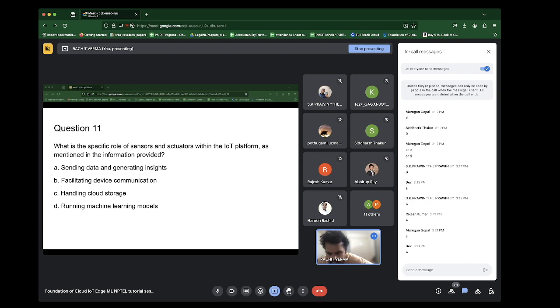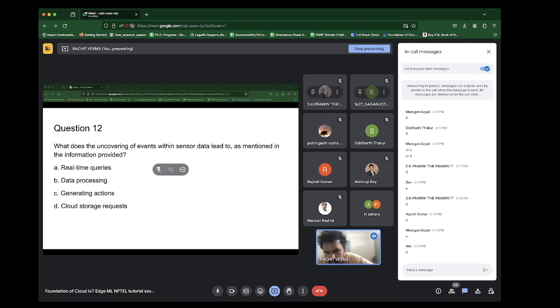And someone had answered machine learning models. The sensors and actuators aren't exactly capable of running machine learning models. That is generally done at the edge side or the cloud side. If the sensors and actuators are connected to a microcontroller, then there is some possibility of running machine learning models. However, generally these microcontrollers are also not powerful enough to run significantly powerful machine learning models. So I hope it is clear.